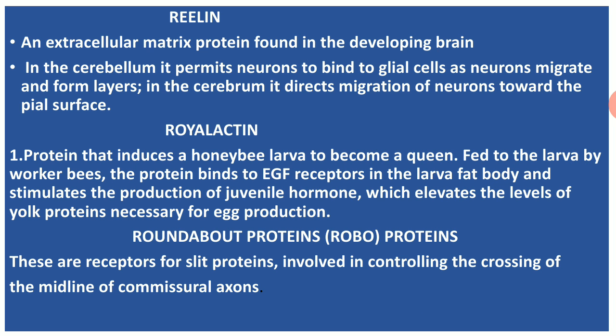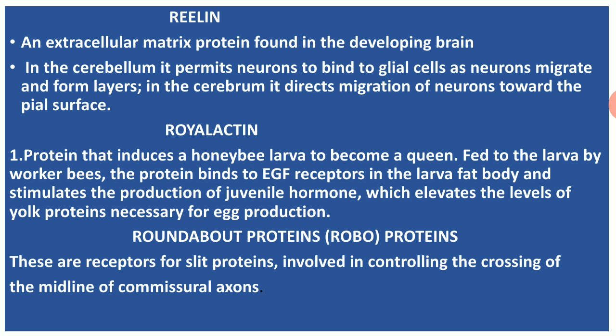Royalactin, a good term, a protein that induces honeybee larvae to become queens. Very important for insect development. Fed to a larva by worker bees, the royalactin protein binds to EGF receptors in the larval fat body and stimulates the production of juvenile hormone, which elevates the level of yolk protein necessary for egg production. Roundabout proteins, Robo proteins. These are the receptors for Slit protein involved in controlling the crossing of the midline by commissural axons.